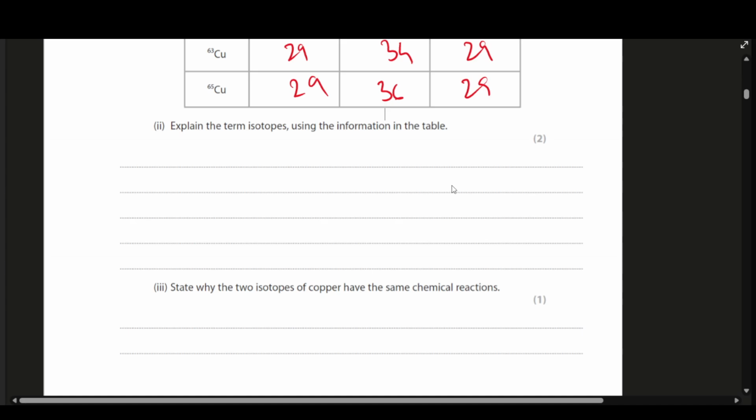What are isotopes? Can anybody tell me what are isotopes? Tell. Very simple. Ilham, tell me. And also use the information from the table. Fast. Ilham, are you there?